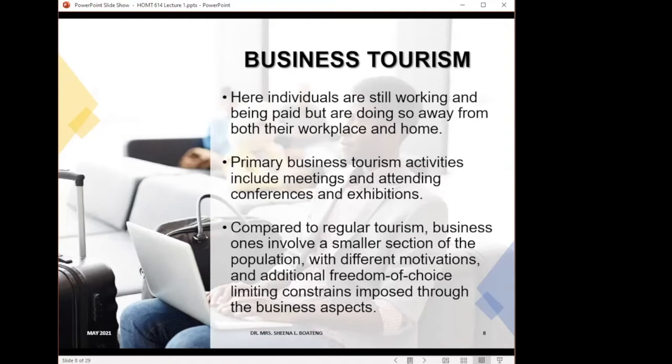And compared to the regular tourism that we know, where we have individual consumers traveling for leisure and stuff, business tourism involves a smaller section of the population. However, that smaller section of the population tends to be a high value segment. And that is why a number of sectors within the hospitality and tourism sector are struggling, because business tourism has been down since COVID came upon us. The airline industry usually relies on the high fares they charge from the business class and the first class to offset the costs that they incur from the economy class.